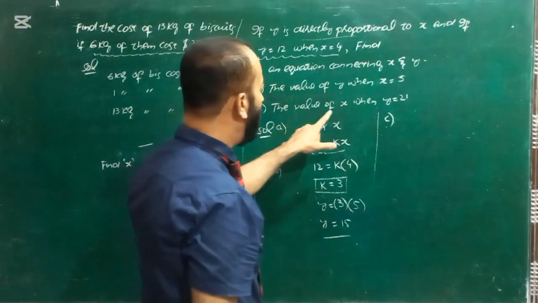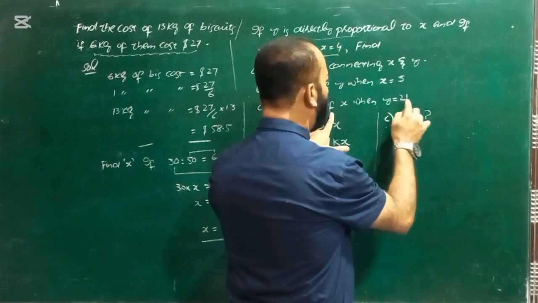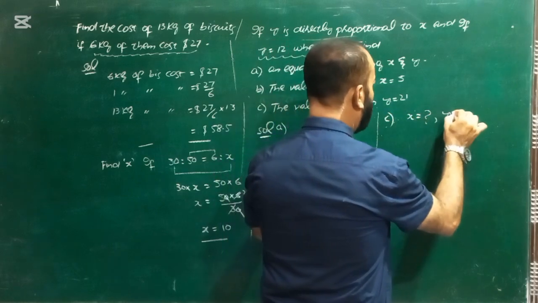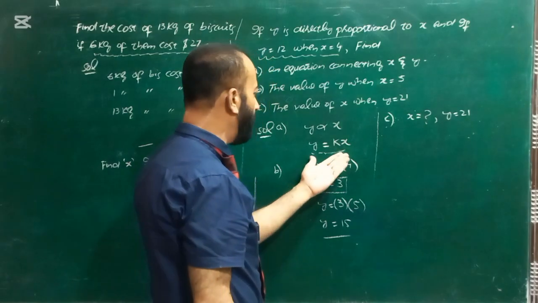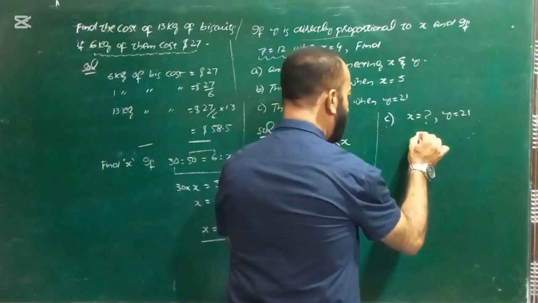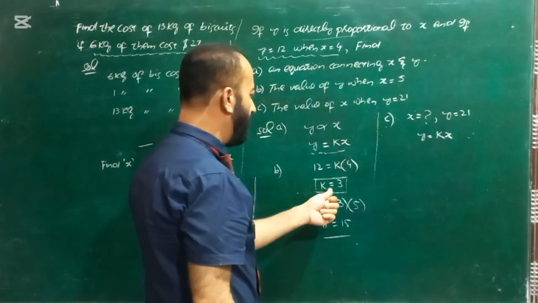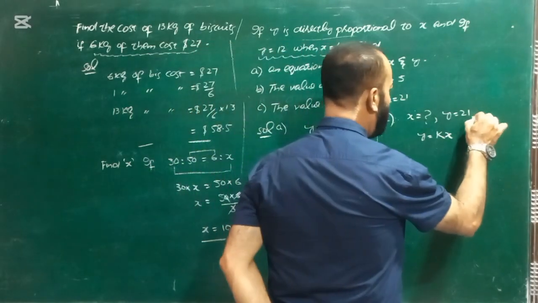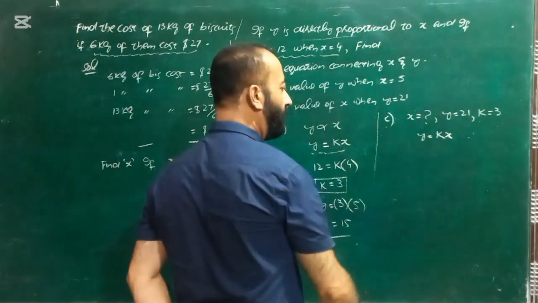Again, the value of x is the requirement when y is 21. So this is C part. So we will use the equation, that is y is equal to kx, and k's value is 3 that we have found.